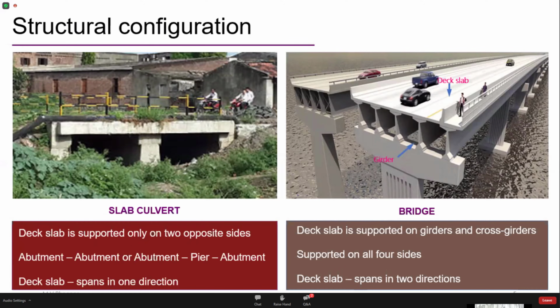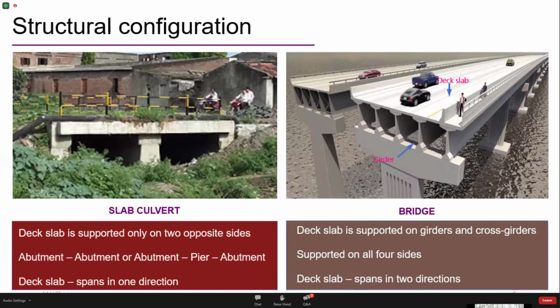On the other hand, when we look at these typical T-beam deck slab bridges, where the deck slab is resting on a network of girders and cross girders, we see that the deck slab is resting on all its four sides on the girders and cross girders. Because of this structural configuration, the load coming on the deck slab is transferred on all the four sides. Hence, the structural configuration we get is a two-way slab. Basically, in this case, the slab spans in both the directions.